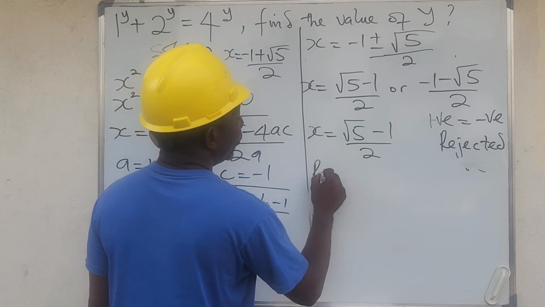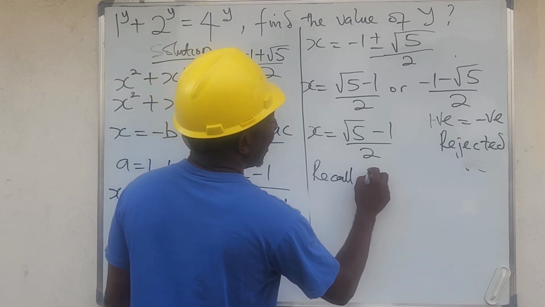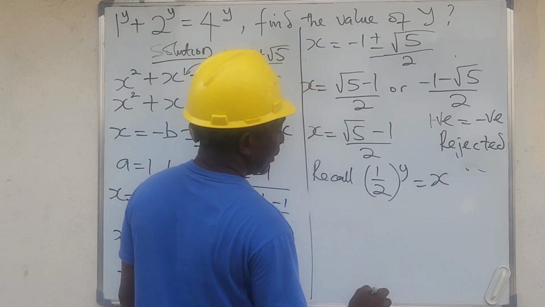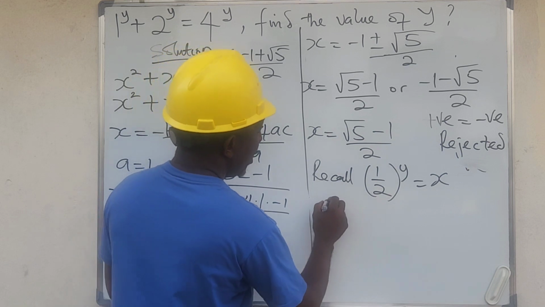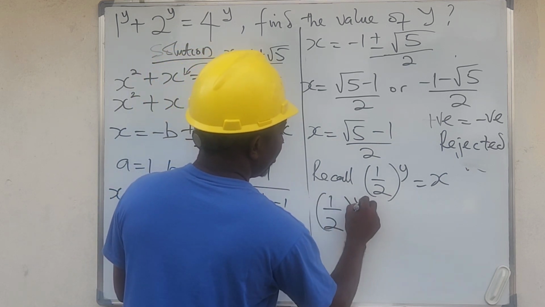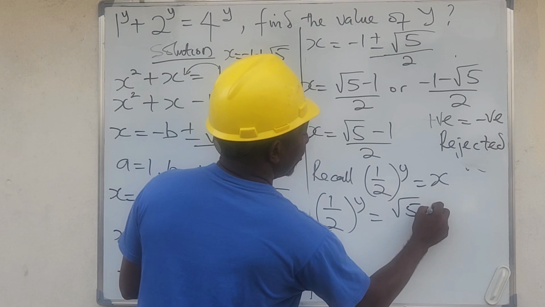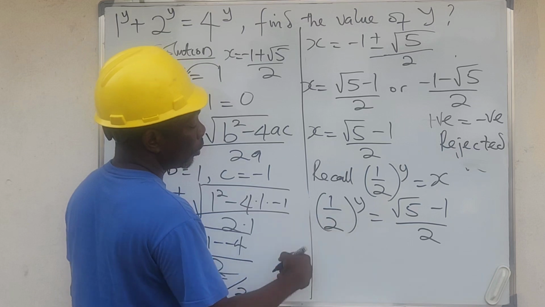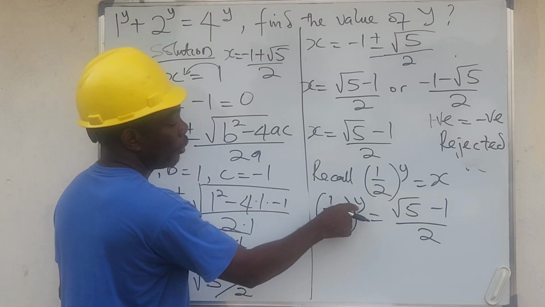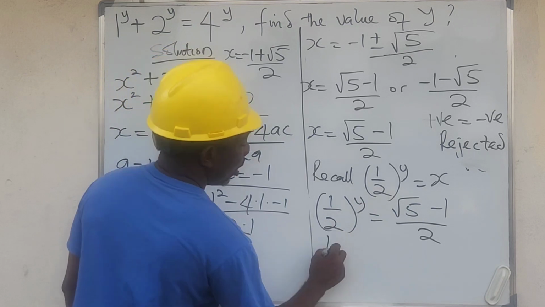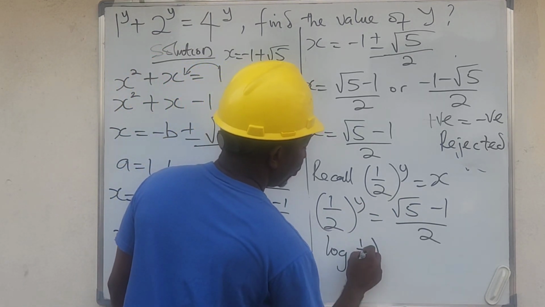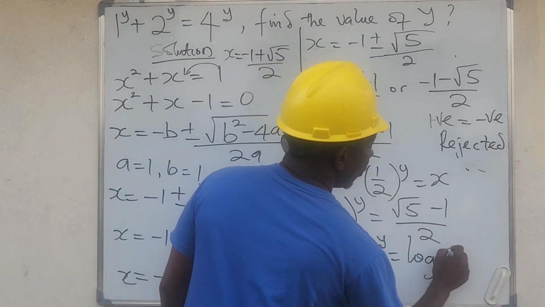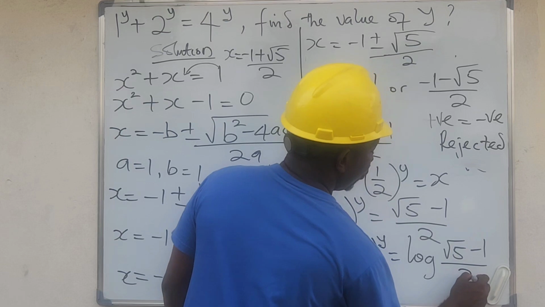But we recall that we had 1 over 2 all raised to the power of y equals x. And our value of x is this. So here will be 1 over 2 all raised to the power of y equals root 5 minus 1 all over 2. Here we can apply log to both sides for us to find the value of y. So this will become log of 1 over 2 all raised to the power of y equals log of root 5 minus 1 all over 2.